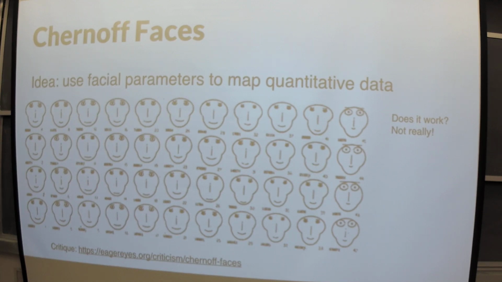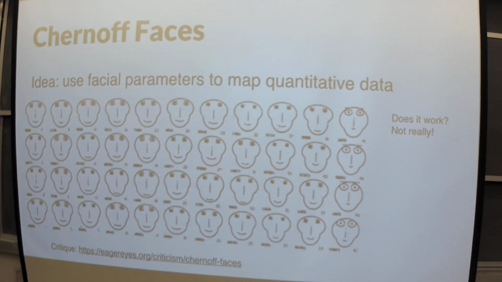in human faces. And so a statistician at Harvard, a guy called Chernoff, came up with the idea to just use this human perceptual ability to recognize faces to encode many different dimensions. He encoded one data attribute in the distance between the eyes, one in the curvature of the mouth, one in the bulkiness of the face. He encoded like 7 or 8 or 9 different attributes.